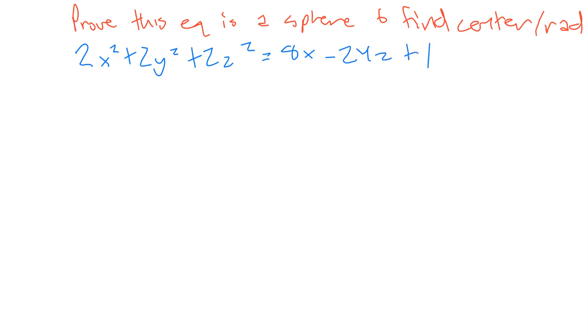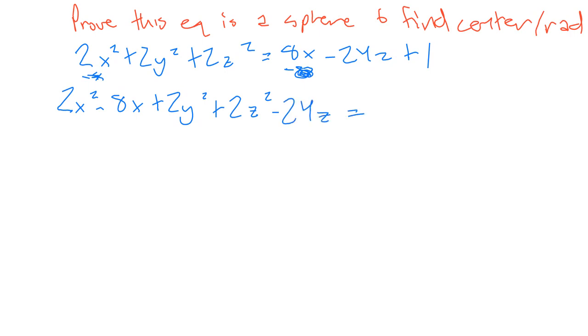So in our sphere equation, we know that all of our x's, y's, and z's are on one side and all of our constants are on the other side. So we're going to move the 8x and the 24z to the other side. Actually, those don't cancel, I miswrote that. 2x squared minus 8x plus 2y squared plus 2z squared minus 24z equals 1.